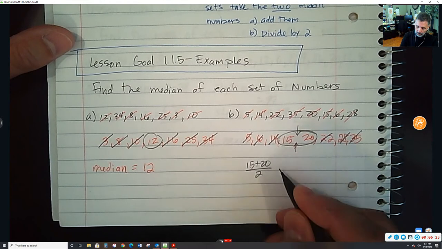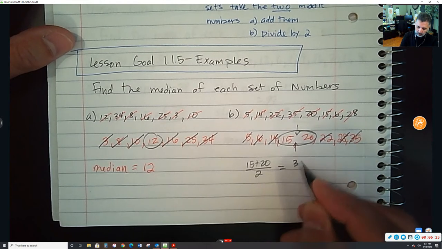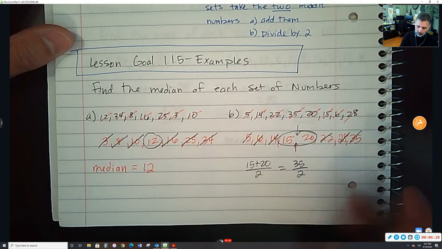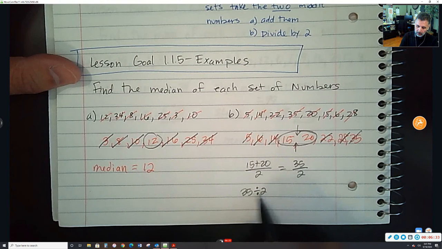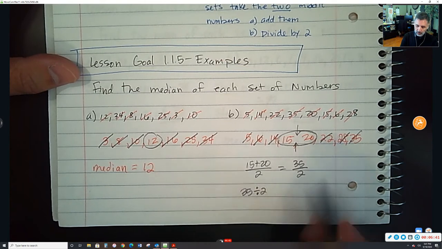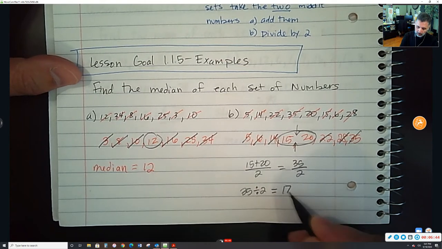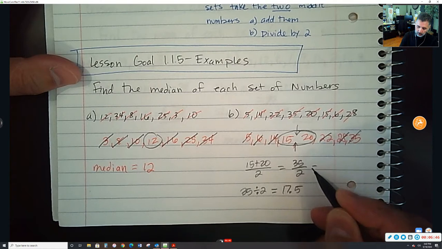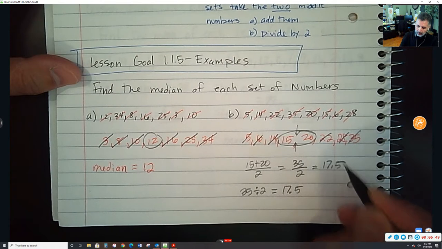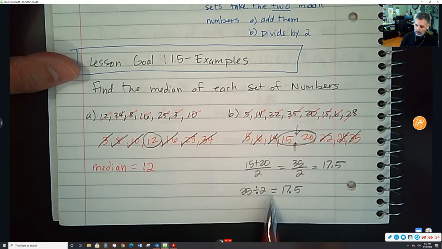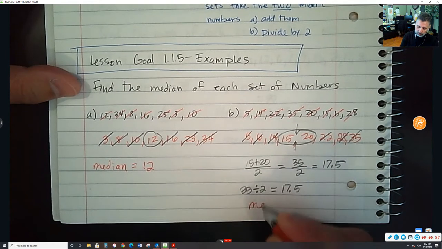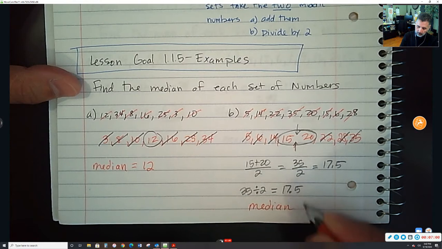Okay, so we have 15 plus 20 is 35, 35 divided by 2, and then I'm just going to write it like this. Maybe some of you guys are more familiar with this. It's the same thing, 35 divided by 2. This is a fraction form, and this is maybe the form you guys are more used to seeing it. But anyway, once you do the division, once you type it into the calculator, you get 17.5. Okay, whether you write it this way or that way. Okay, so the median for this one is 17.5.